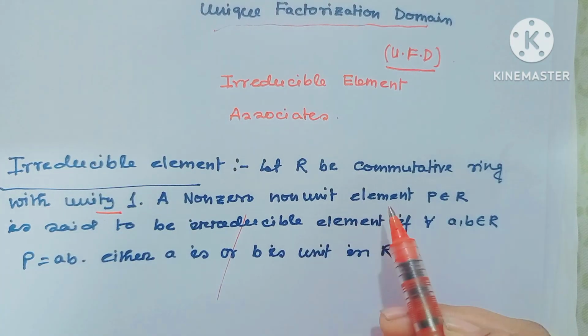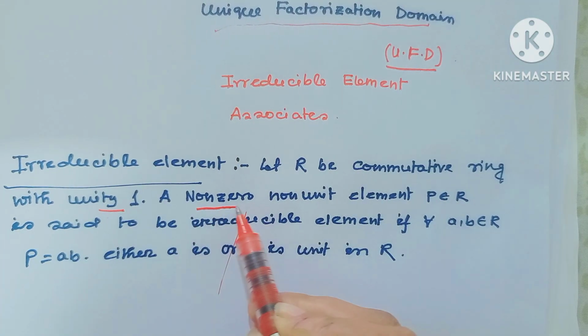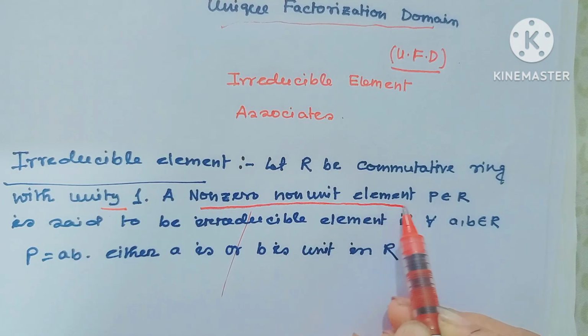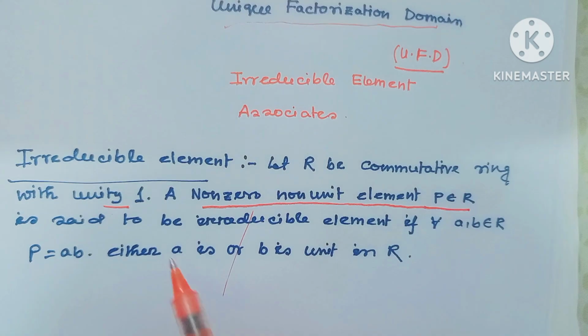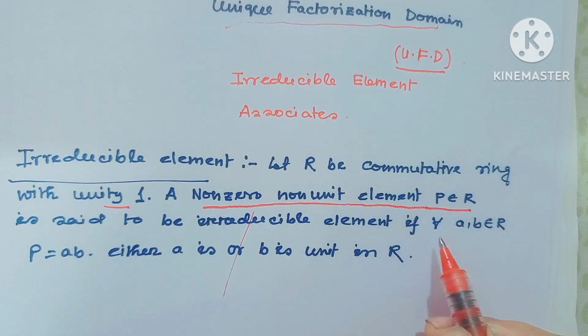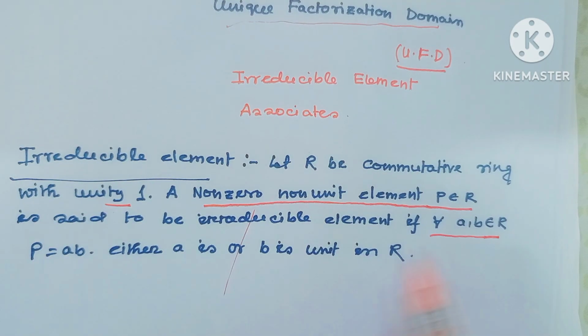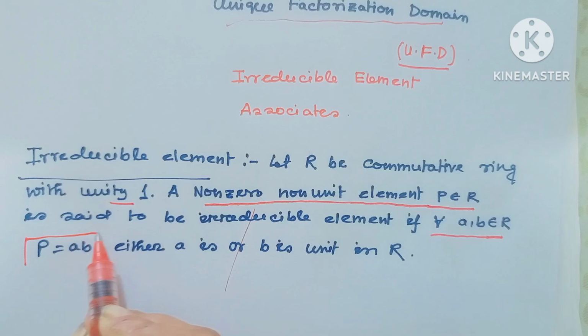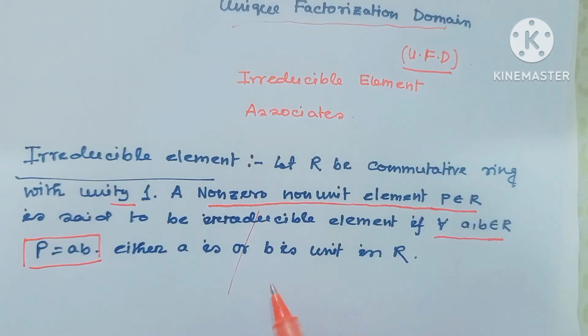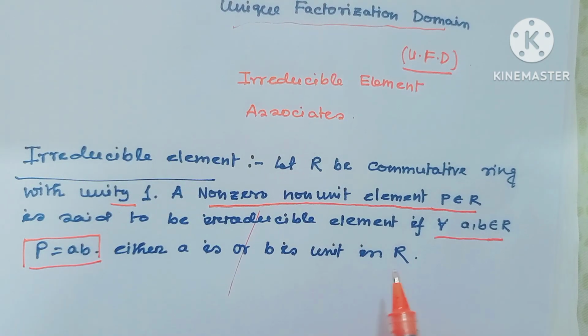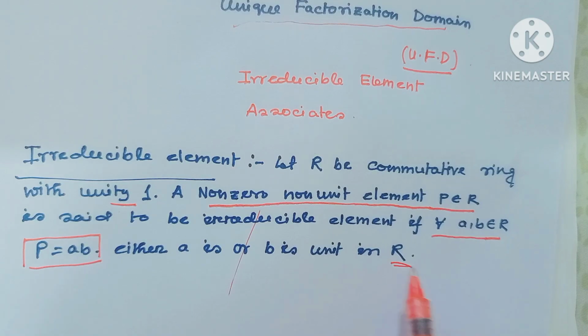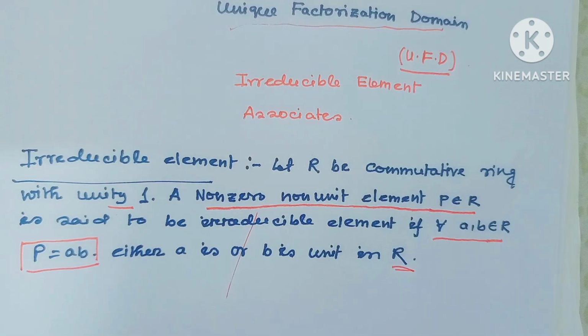Irreducible element. Let R be a commutative ring with unity 1. A non-zero non-unit element P belonging to the ring R is said to be an irreducible element if for all A, B belonging to R, P equal to A times B implies either A is a unit or B is a unit in the ring R. Then we can say the element P is an irreducible element. This non-zero non-unit condition is very important.